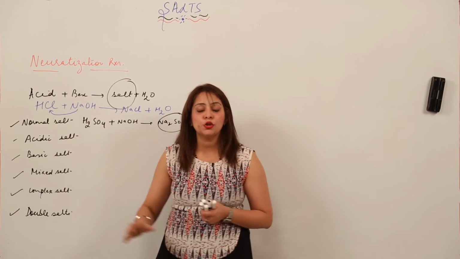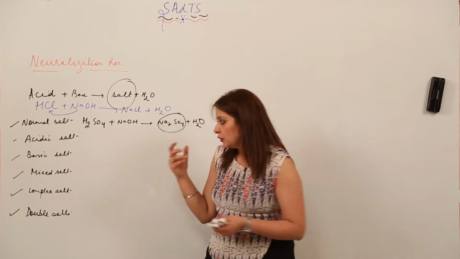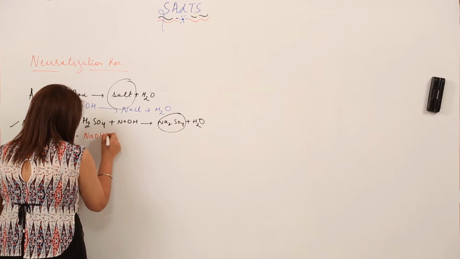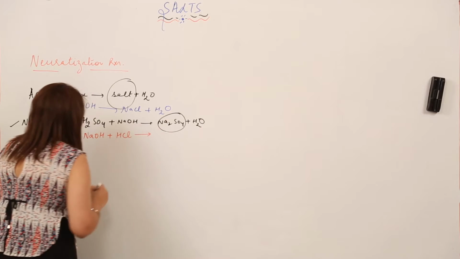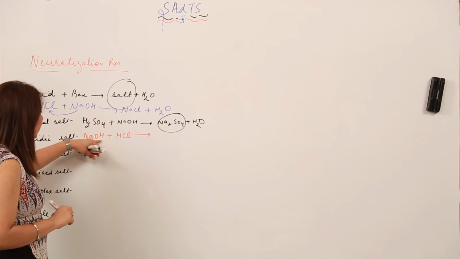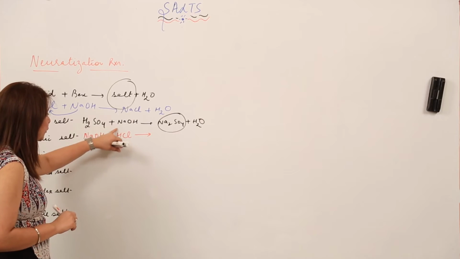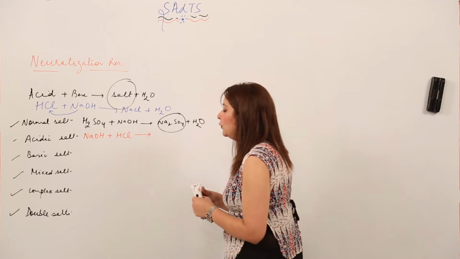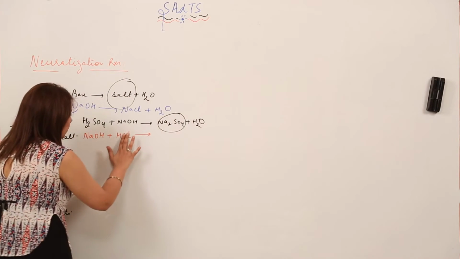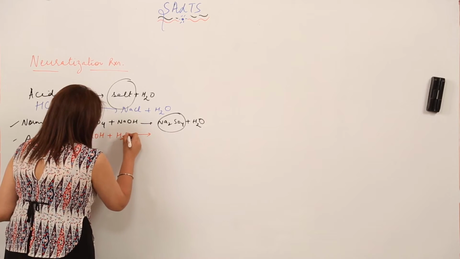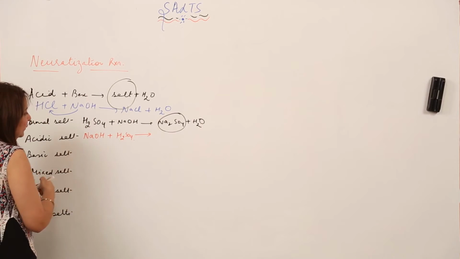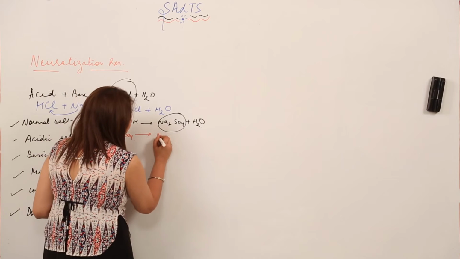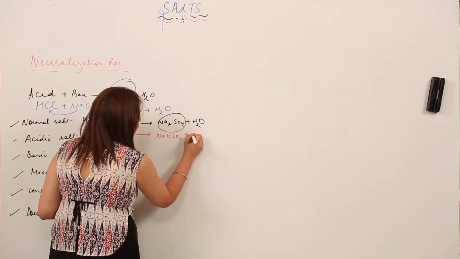But when we talk of acidic salt, the partial replacement occurs. Just look at the board how. Suppose we have NaOH and I have HCl, right. It should replace its H and its OH. But what actually happens, suppose we take sulfuric acid. When it replaces this, there is not proper replacement of the hydrogen ion and we get NaHSO4 plus H2O.